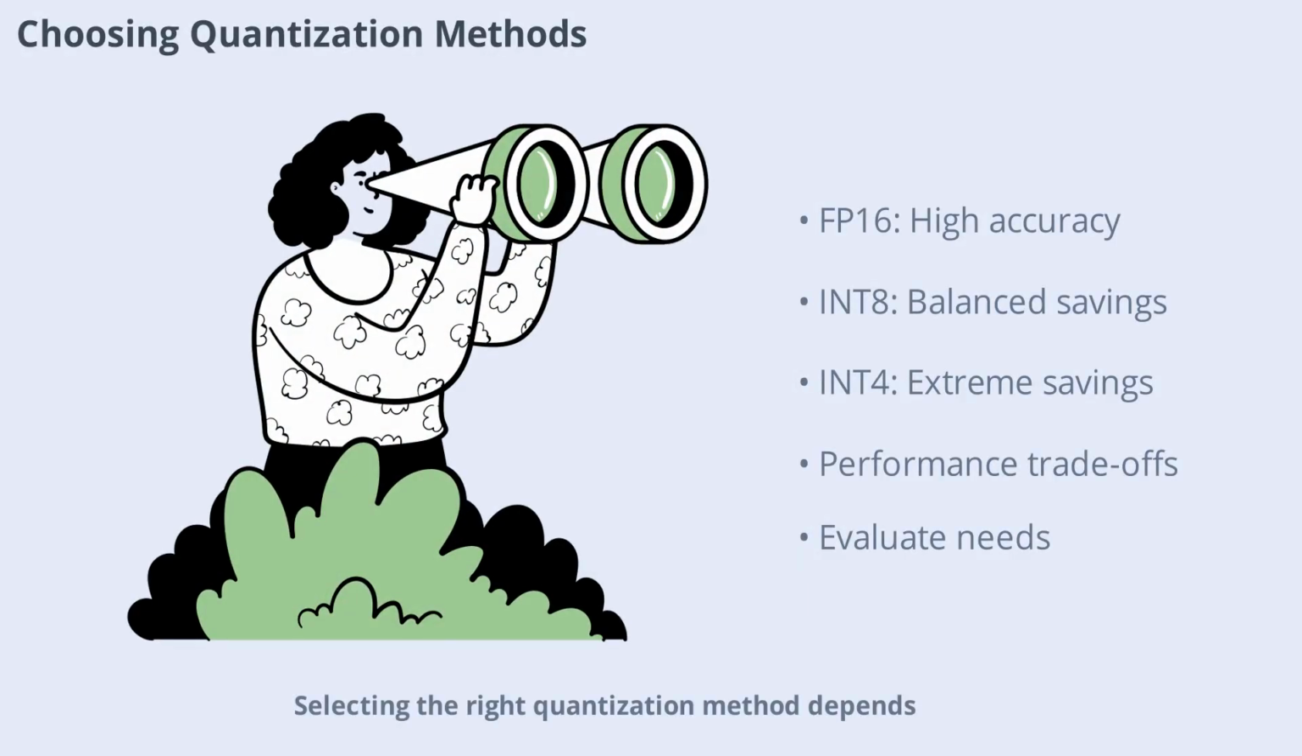Selecting the right quantization method depends on your application's accuracy and resource requirements. FP16 offers high accuracy but uses more memory. INT8 balances memory savings and accuracy. INT4 provides extreme savings but may degrade performance in complex tasks. Evaluate your needs to make the best choice.